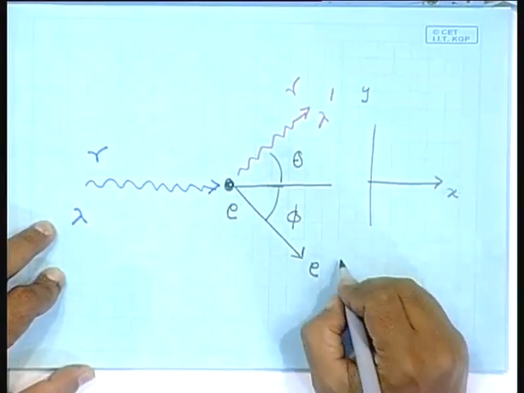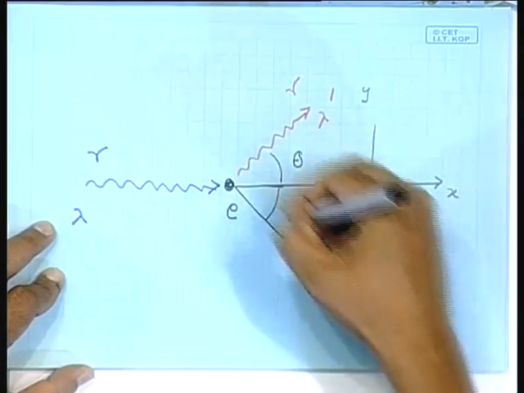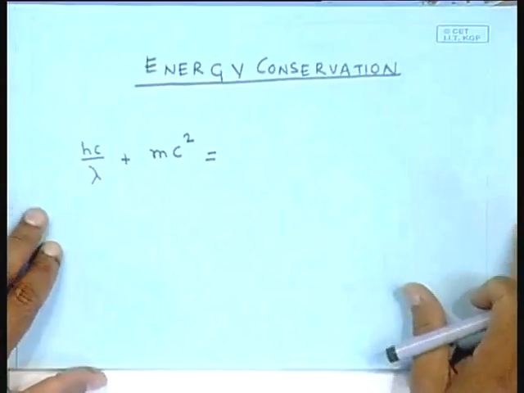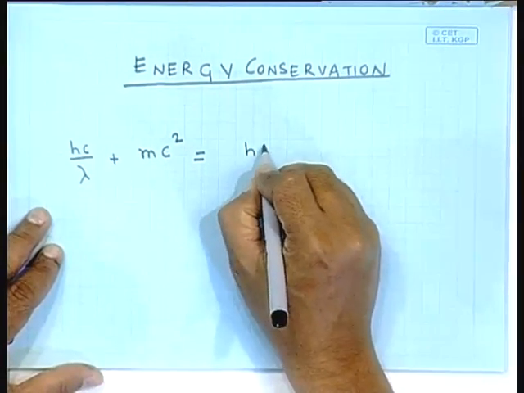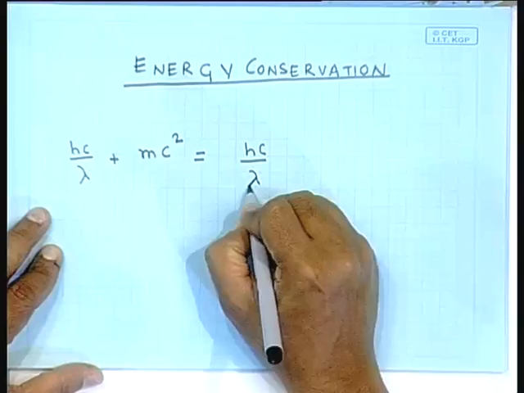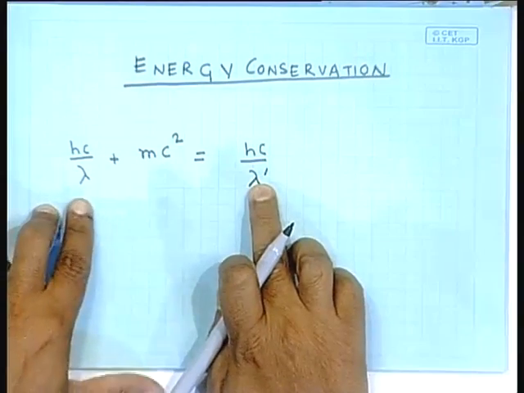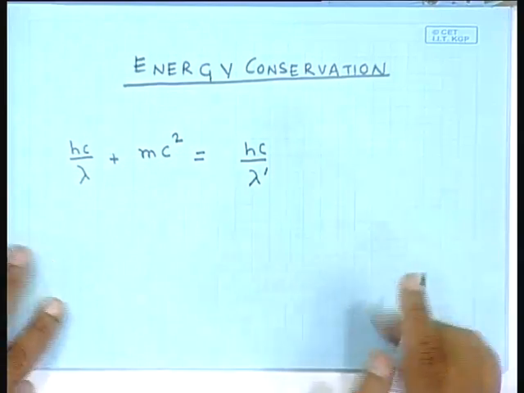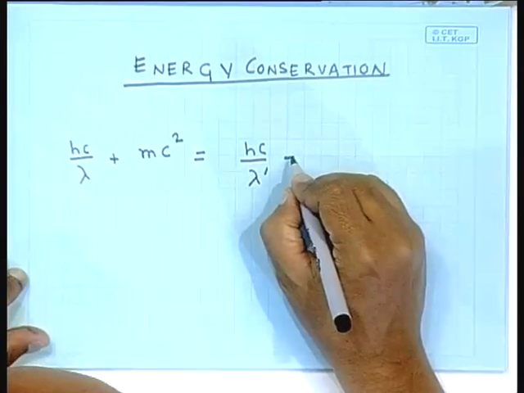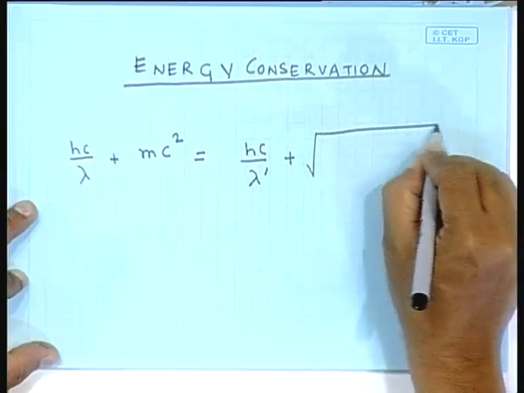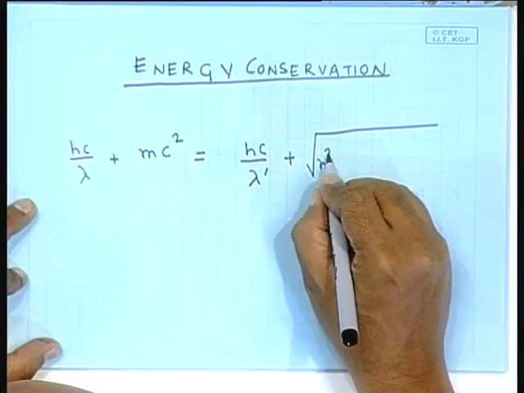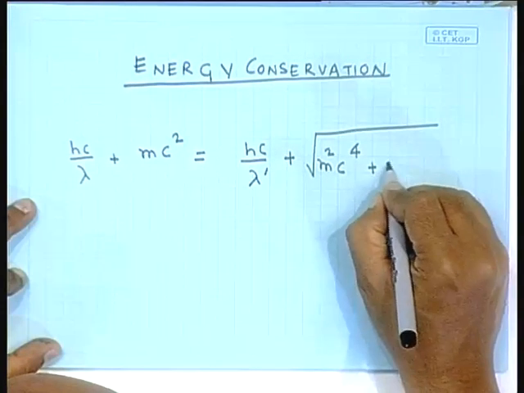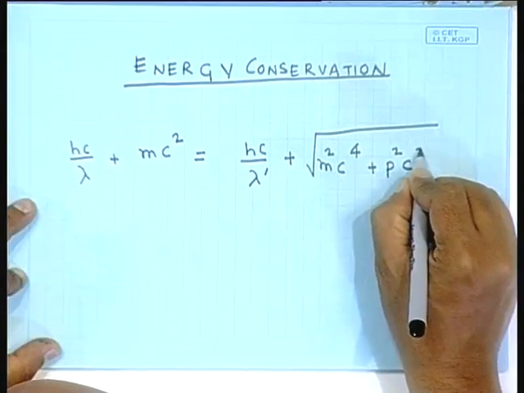The electron which comes out is going to have a momentum because it is going to be set in motion as a result of this scattering. We can write the final energy of the photon as hc/λ′, where λ′ is larger than λ because the photon is going to lose energy and some of it is going to be transferred to the electron. So this plus the electron's energy, which is now going to be the square root of m²c⁴ + p²c².